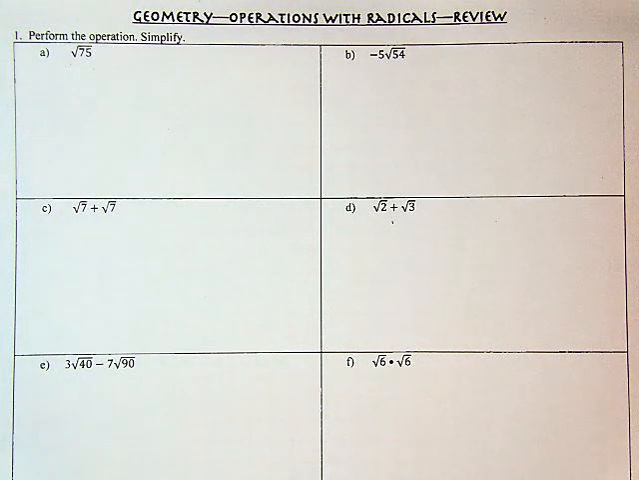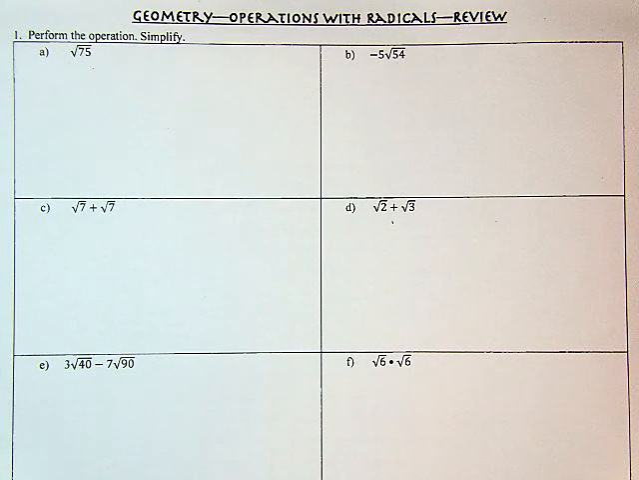All right, so today we are starting off with a little operation with radical review. So here all we're doing is a little refresher of all the different types of simplifying of radicals and performing various operations, multiplying and adding, subtracting, like we did in the first semester. So the first problem that we see is simplifying the square root of 75.